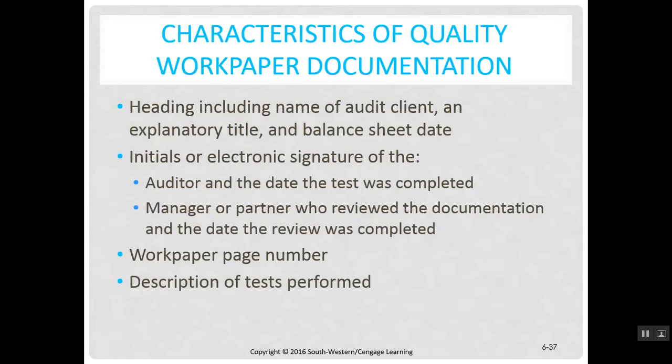So what are the characteristics of quality work paper documentation? And I'll go through this in class as well. But basically, every work paper needs to have a heading, which includes the name of the audit, an explanatory title, and the balance sheet date. You need to have initials or electronic signatures of the auditor and the date the test was completed, and then the person that reviewed the documentation and the date that the review was completed. The work paper page number, and a description of the test performed.